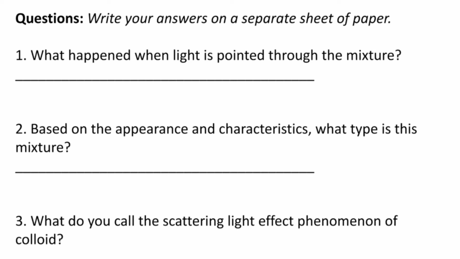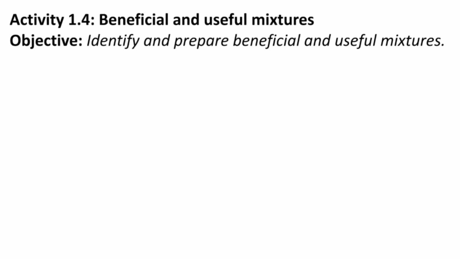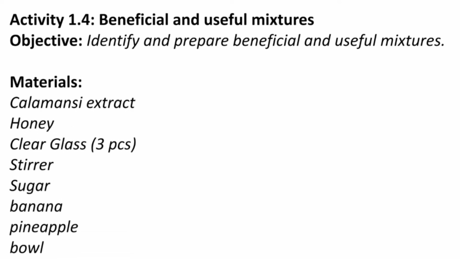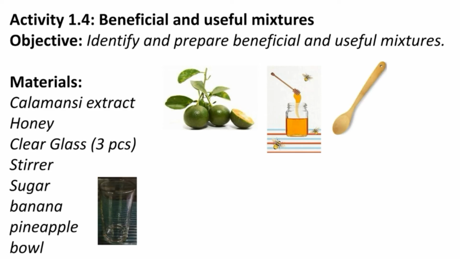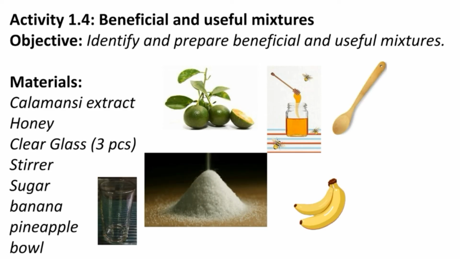Okay. For our last activity, activity 1.4, beneficial and useful mixtures. Objective: identify and prepare beneficial and useful mixtures. What are the materials? We need calamansi extract, honey, clear glass, stirrer, sugar, banana, pineapple, and a bowl.